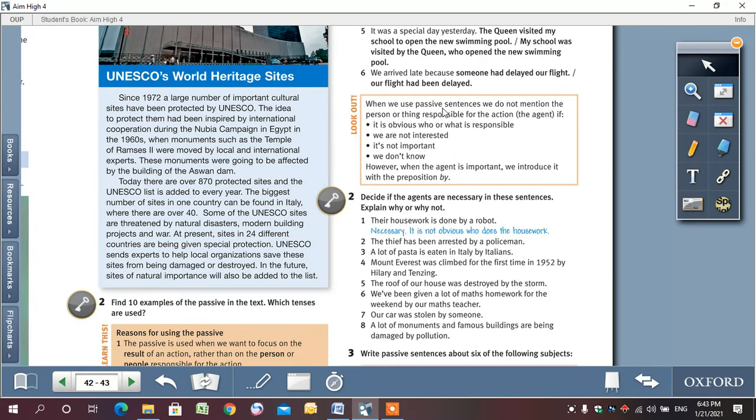When we use a passive sentence, we don't mention the person or thing responsible for the action, or we call that the agent. If it's obvious who or what is responsible, we are not interested, it's not important, or we don't know. However, when the agent is important, we introduce it with the preposition "by" and we put it at the end of the sentence.